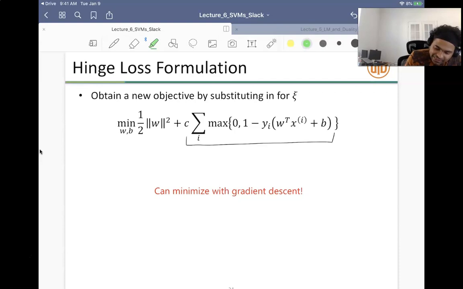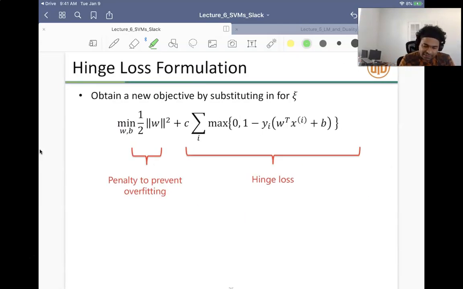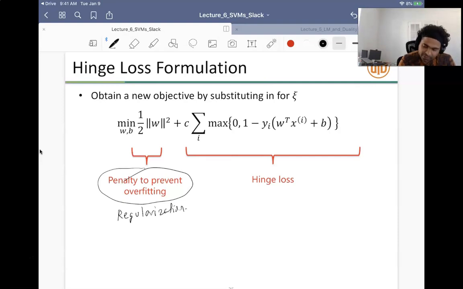Except that there is one slight change. I have this half multiplied by W squared, which we had not seen before, right? So essentially this term is the penalty for preventing overfitting. It's also called regularization. Okay, and this term is the Hinge loss.